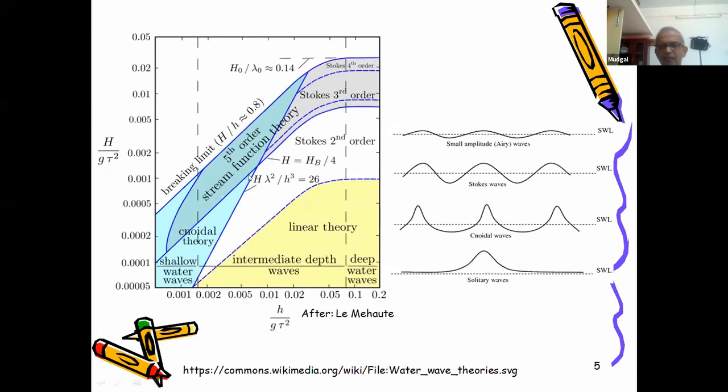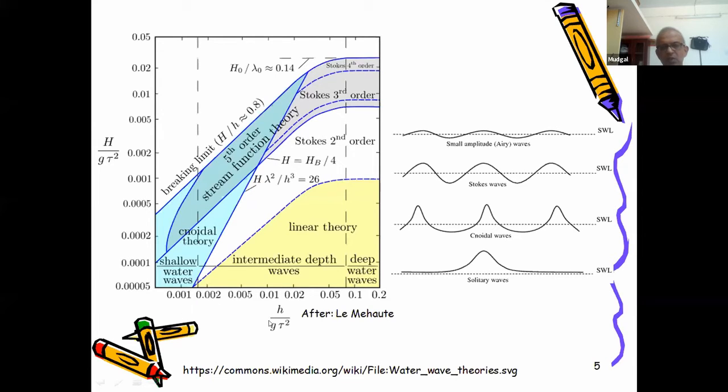Now, this is a graph of the relative depth and the wave height. You have H over gT squared plotted against small h over gT squared. This small h is the depth of water, and this H is the height of the wave. This is a diagram after the author Le Méhauté. Here you will see that different wave theories are applied at different regions.